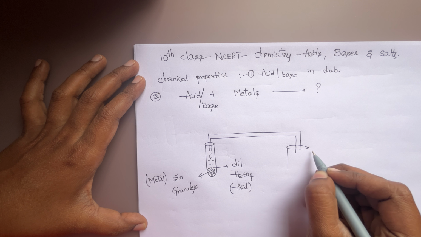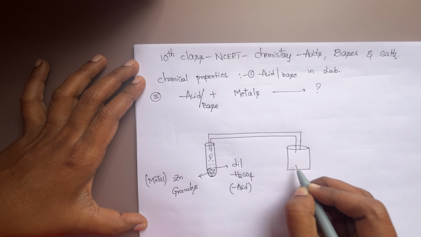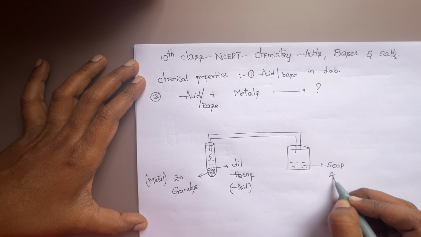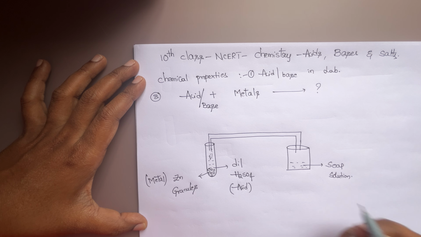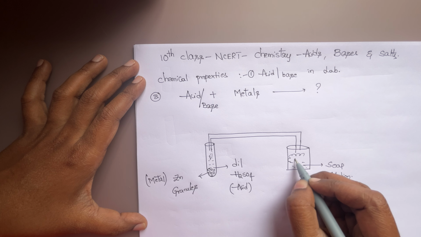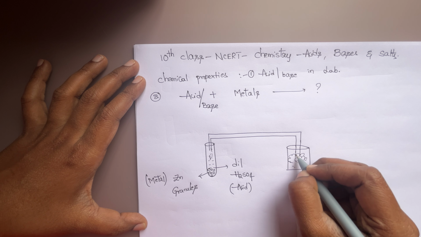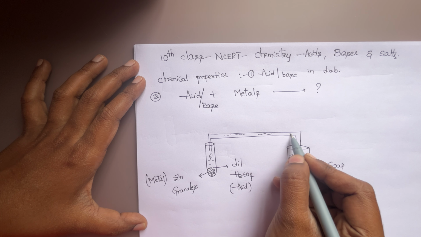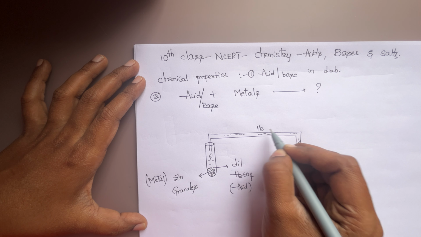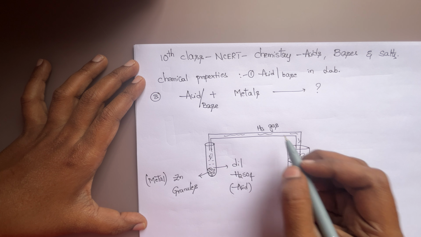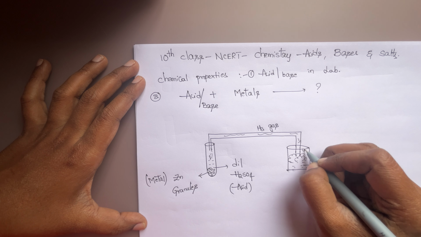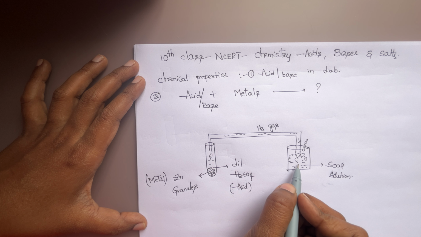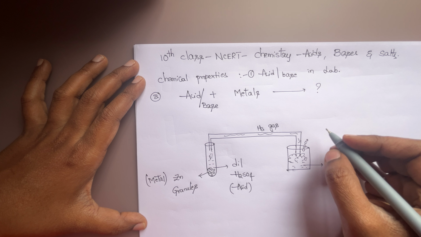The beaker already consists of soap solution. Usually soap produces lather or foam, but I am sending hydrogen gas. This is the hydrogen gas that is produced. So then what happened? Bubbles are coming out. Whenever we send gas into the foam, bubbles usually come out.